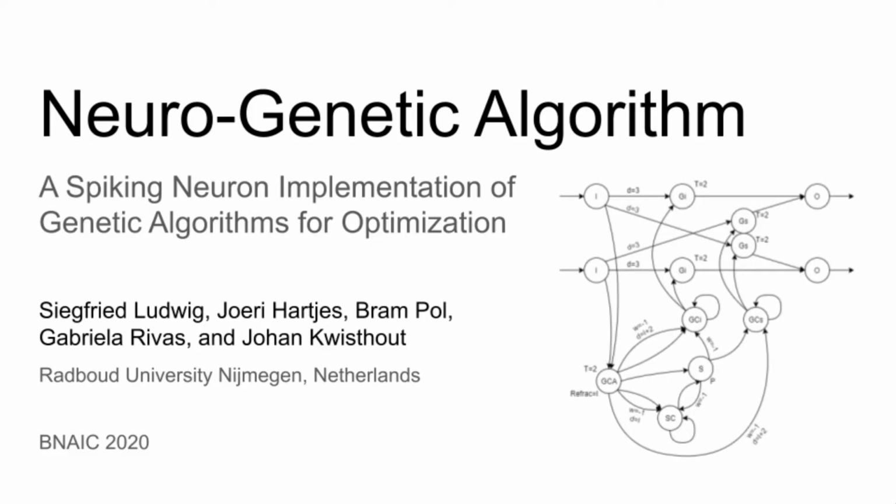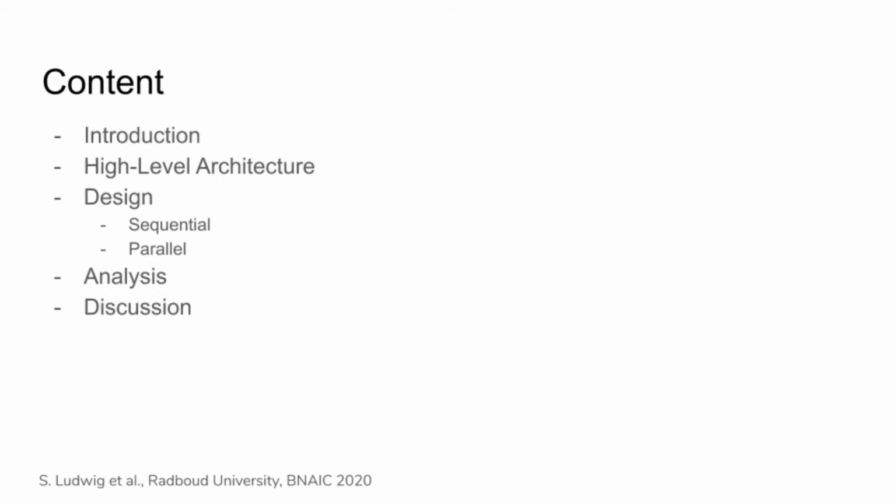Hello everyone, I'm Siegfried Ludwig and I'm presenting our neurogenetic algorithm. It's a spiking neuron implementation of genetic algorithms for optimization. First I'm going to give a short introduction, show the high-level architecture of our implementation. We have two designs, a sequential design and a parallel design. And then we perform an analysis of the complexity of the two designs and have a short discussion.